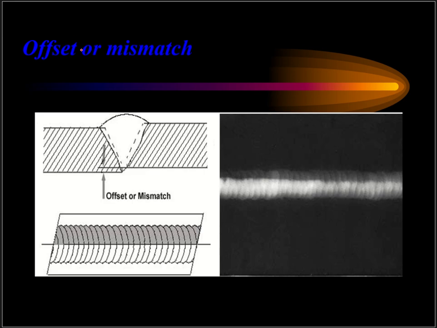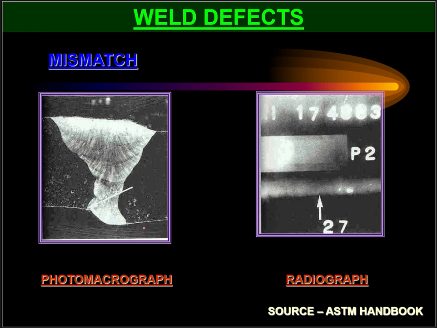And offset or mismatch. This is parent material 1, this is parent material 2. You can see there is a fit-up problem, a mismatch. For this reason there is a weld mismatch or weld offset. In the radiography image, this is parent material 1 and this is parent material 2, in which you can see in the welding area there is a difference in density. This is called mismatch or offset. You can see there is the mismatch.